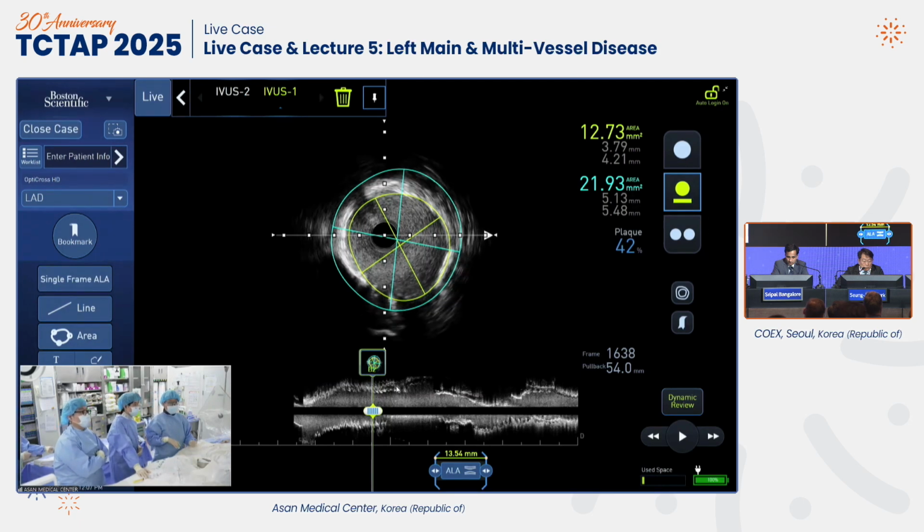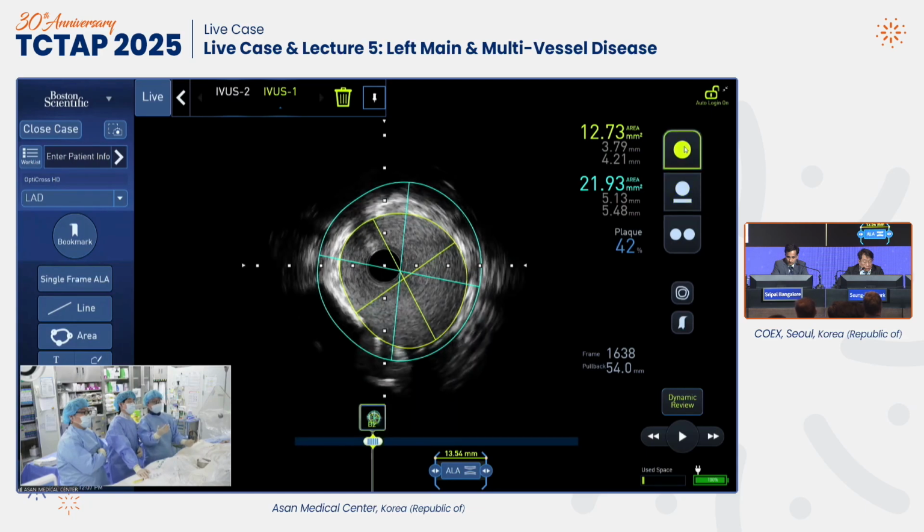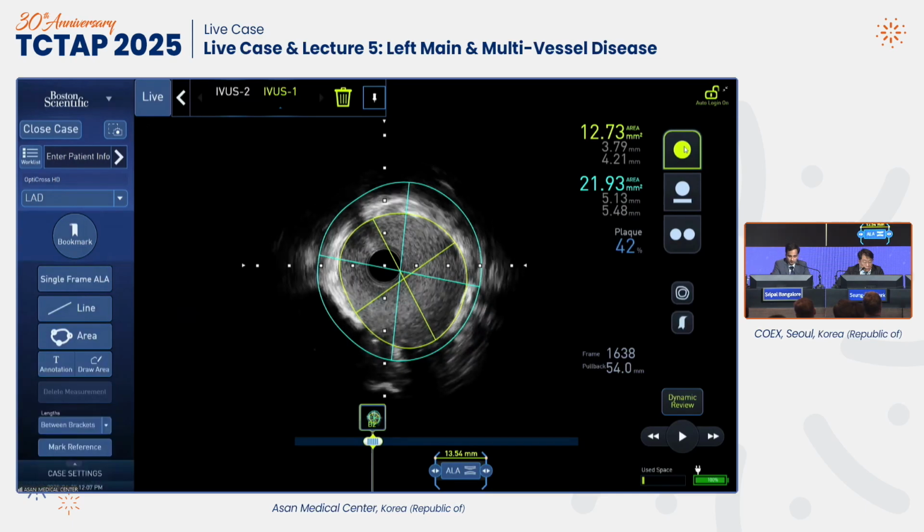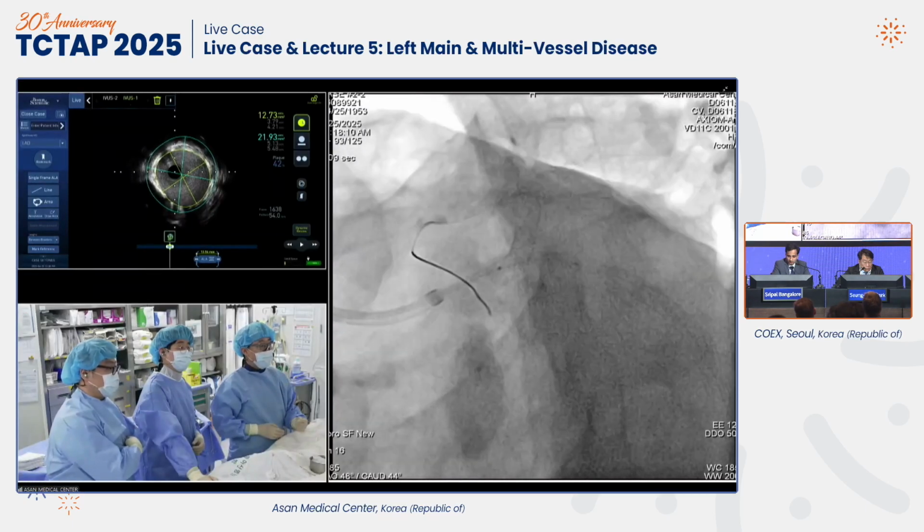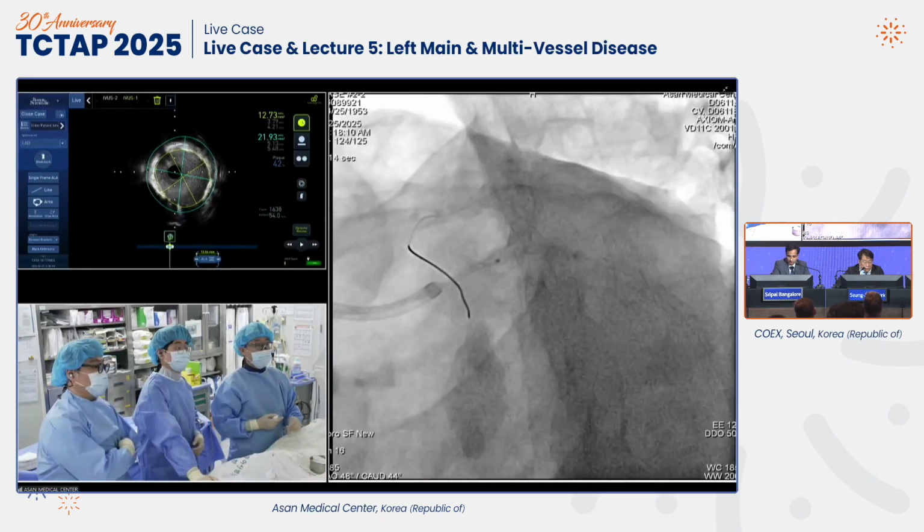In our cath lab, we will use 100% imaging guided PCI, and we freely use IVUS or OCT nearly half and half. So this is our typical example of imaging guided complex left main PCI. So we showed everything for the imaging evaluation. Any comment or any suggestion?